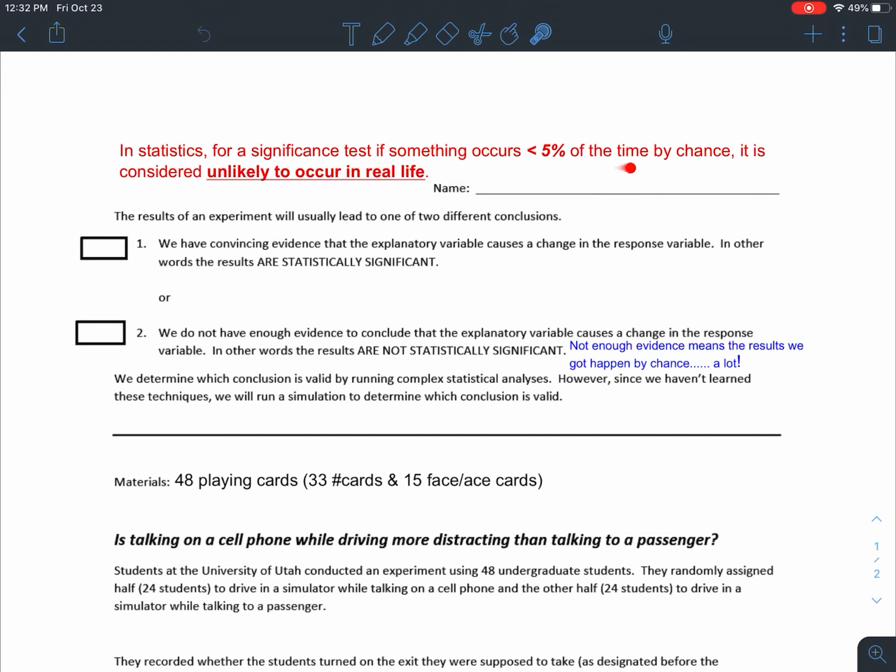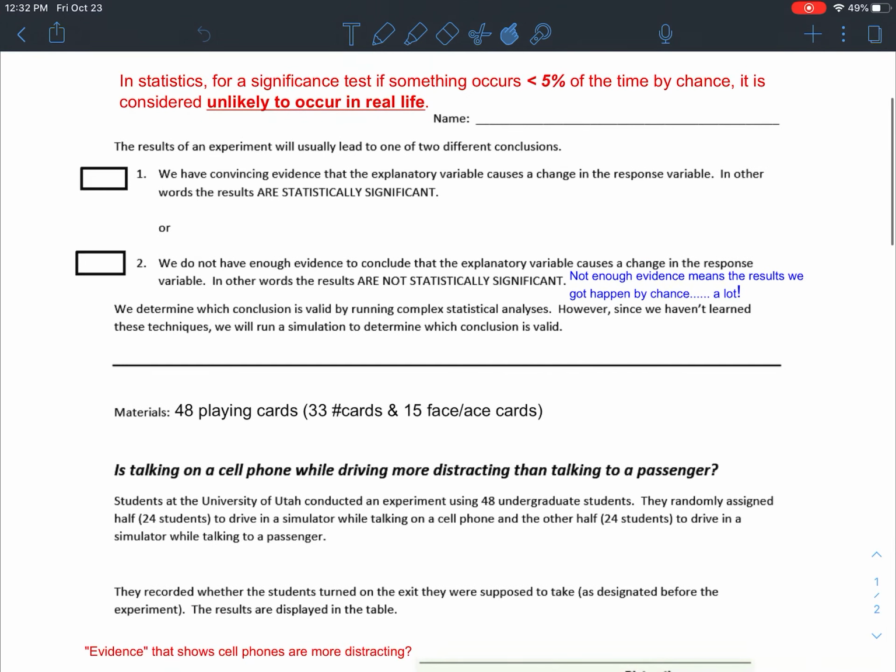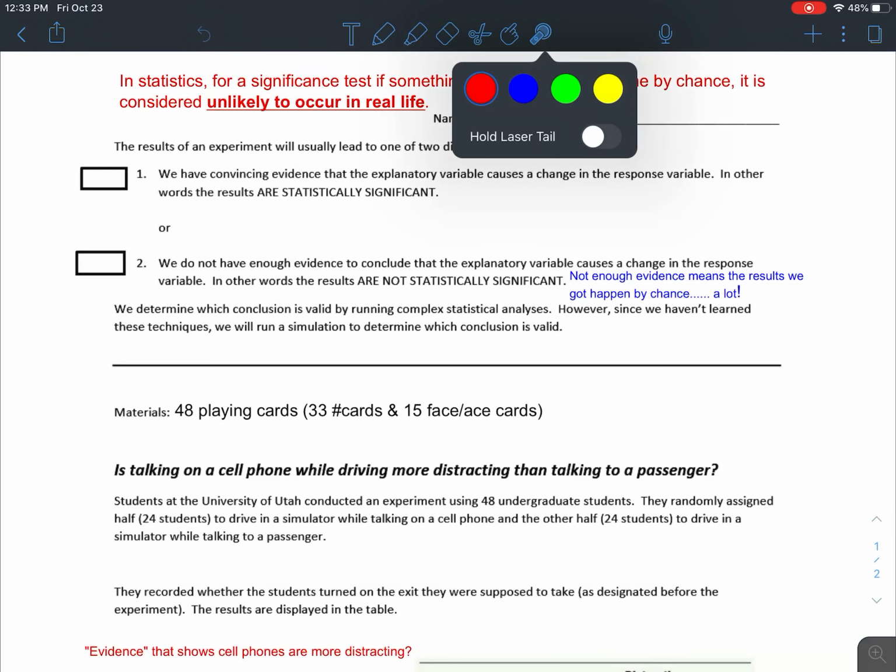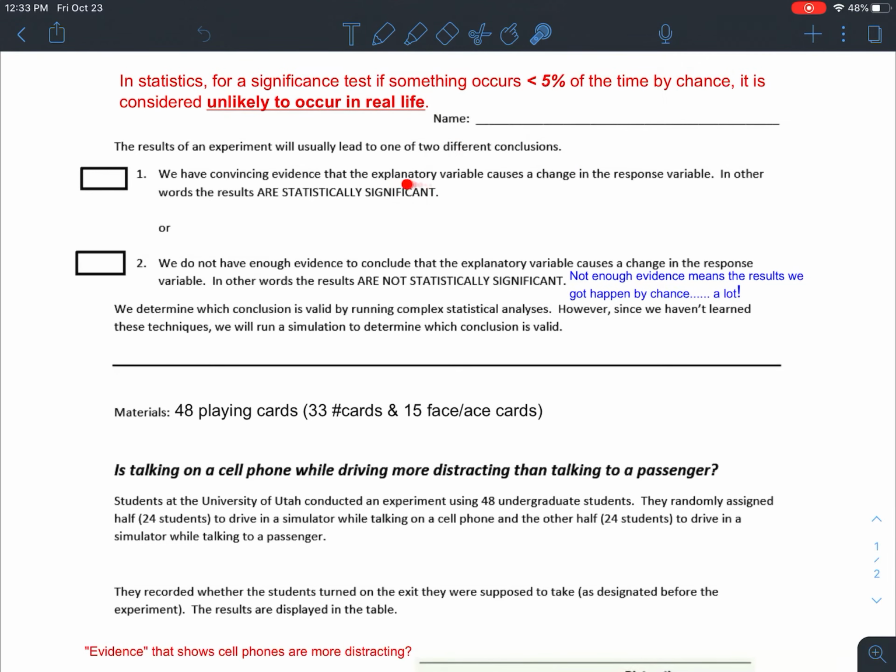In statistics, for a significance test, if something is occurring less than 5% of the time just by random chance, it is considered to be very unlikely to occur in real life. So 5% is our benchmark, and I know that we've talked about that before. When you get finished with an experiment, your goal would be to conclude that your explanatory variable is what's causing the change in your response variable. That's what you'd like to be able to say, but we aren't always able to say that.